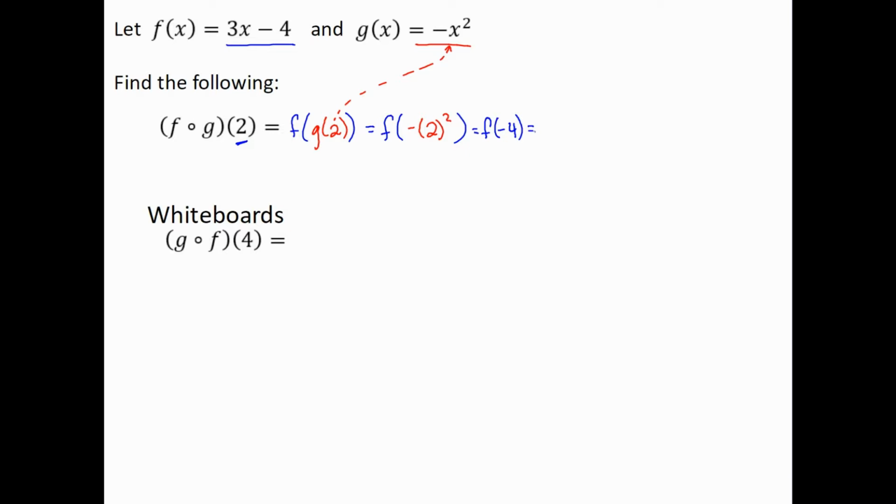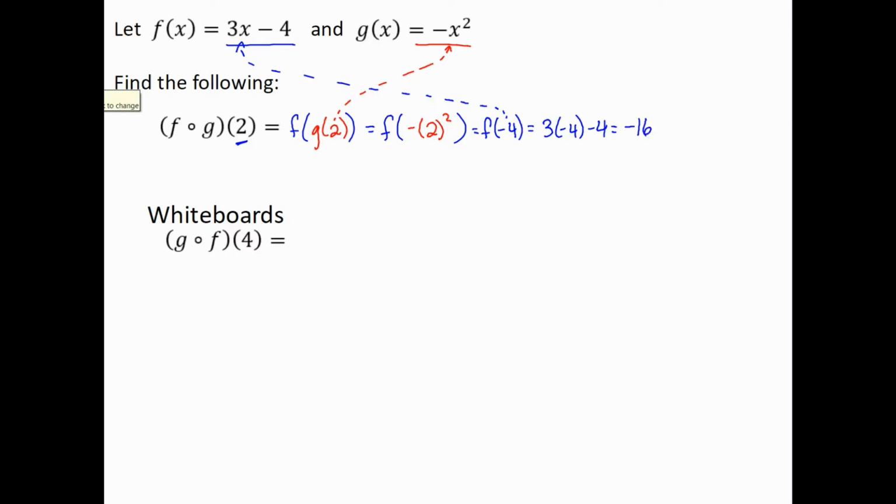Well, all we have to do to figure out f of -4 is take the -4 and substitute it in for that x into our function f. So I had 3 times -4 minus 4. So I get -12 minus 4, which is -16.